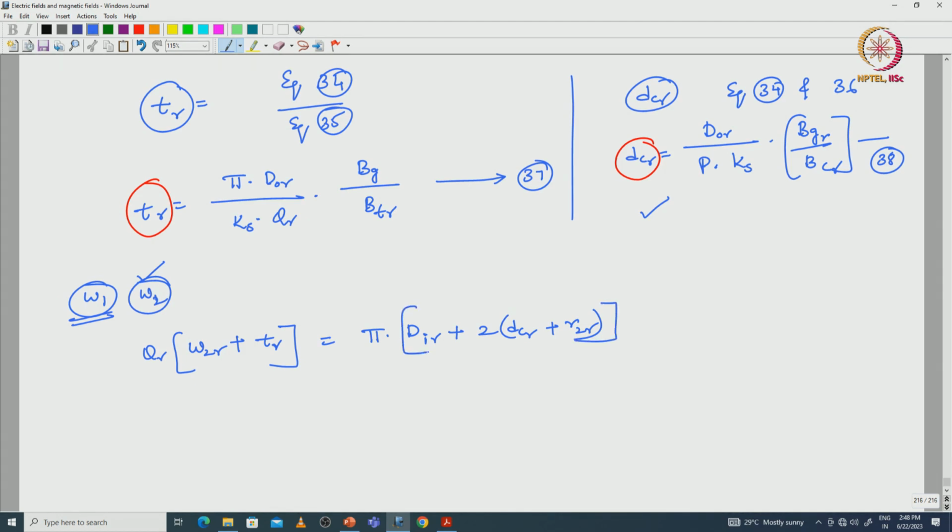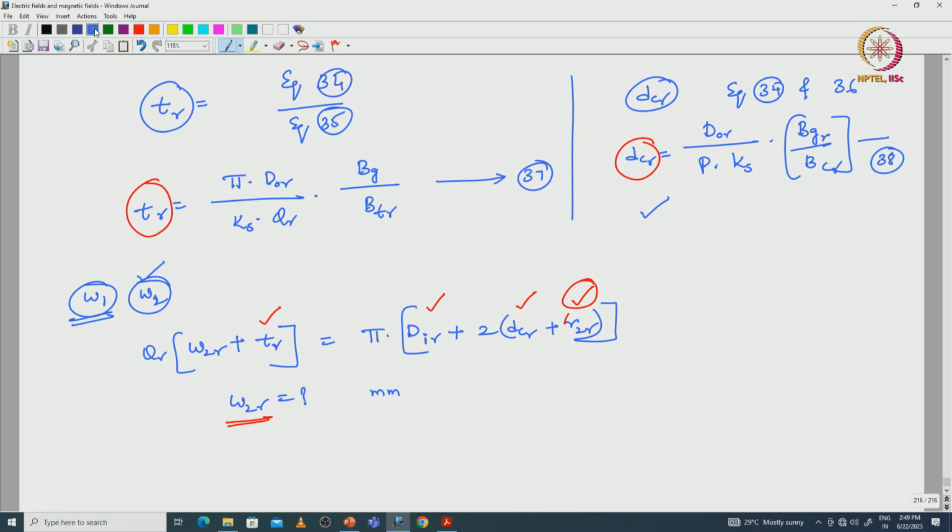So, from this equation we can find the value W2r in mm. Here we know the value of Tr, we know the value of dir, that is inner diameter of the rotor, and dcr also we know, and r2r also we have assumed already. Then we can find the W2r. If we are deriving the W2r value, then we have to find the R2R value first, and only then find the W2R value.